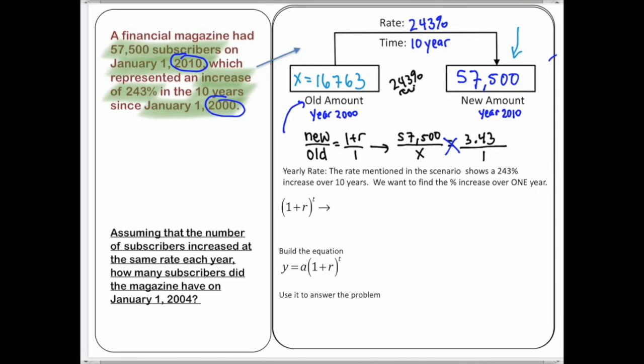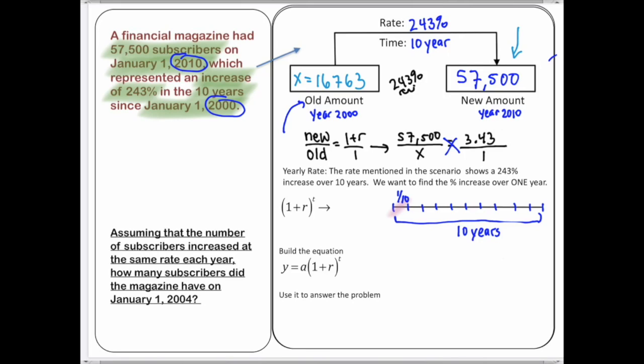From this one right here, it says yearly rate. It mentioned the scenario that there's a 243% increase over 10 years. We want to find the percent increase over 1 year. So again, much like in the first example that we did, we have this over 10 years. If we break up that 10-year chunk, we want the increase over 1 year. So much like the first example, we just want this piece right here, and that is going to give us 1/10 of the time.